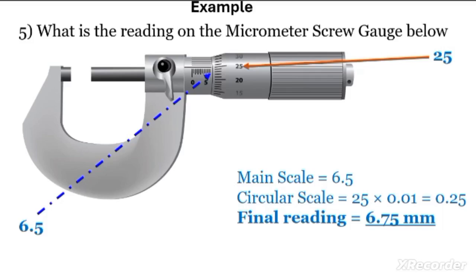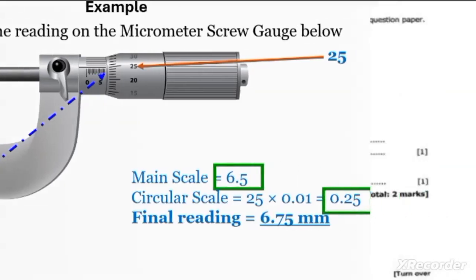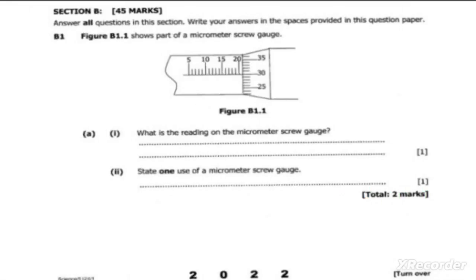Okay, we now move. We have enough examples. Now let us extract some questions from past papers, so that we can see how well we have understood this topic. So the first question is coming from the 2022 past paper, as shown here. And the question is question B1.